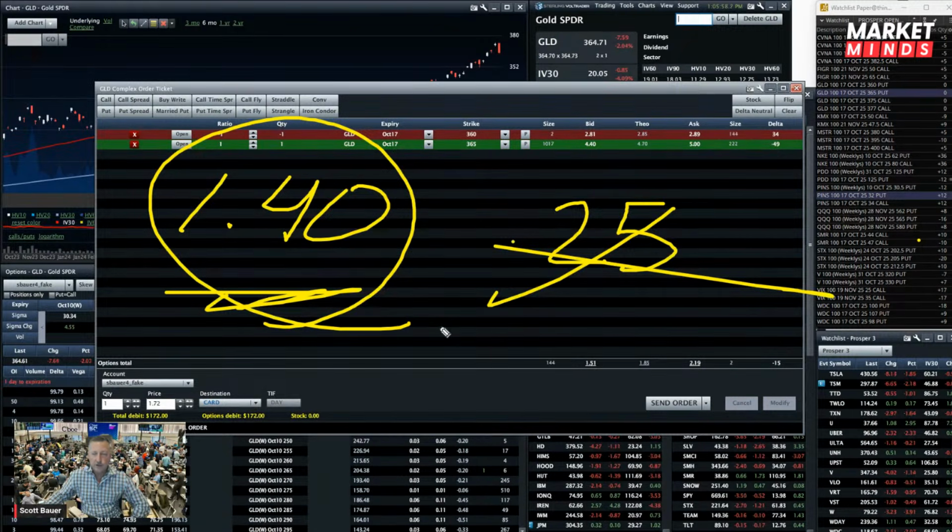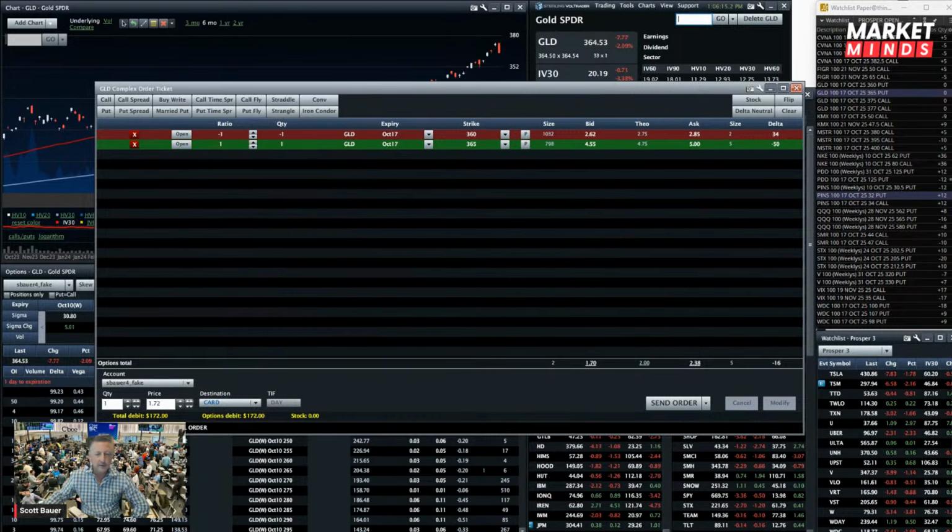Whether GLD went to zero, which would have been a good thing because this was a bearish position where we would have made money, or even if it went to 400, 500, 1,000, whatever it is, what we paid as the debit for the vertical spread is all we could lose.